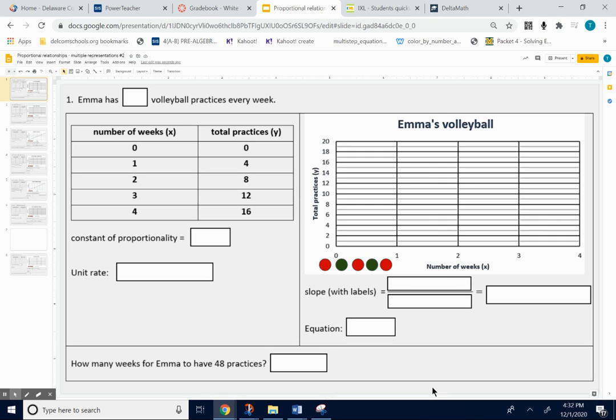Okay, what you're going to be doing in this lesson is we're going to take a proportional relationship and it's going to be shown different ways, like either as a sentence, as a data table, as a graph, and asking you constant of proportionality, unit rate, slope, equations, and then a question. But I'm only going to give you a piece on every one of these problems.